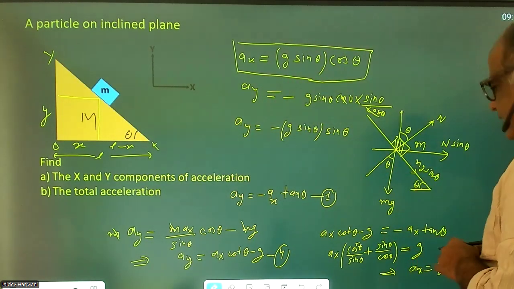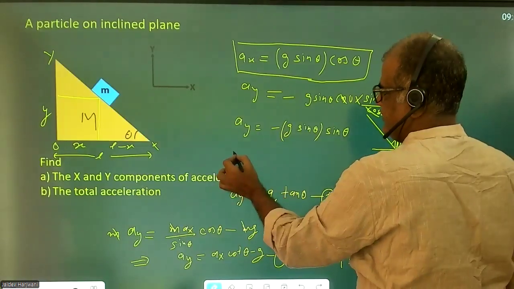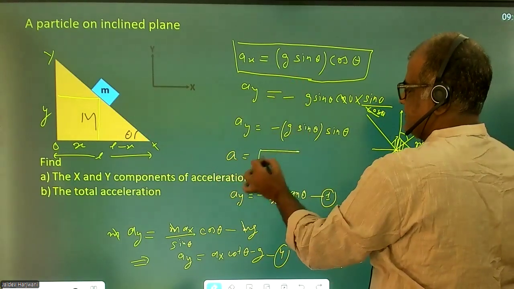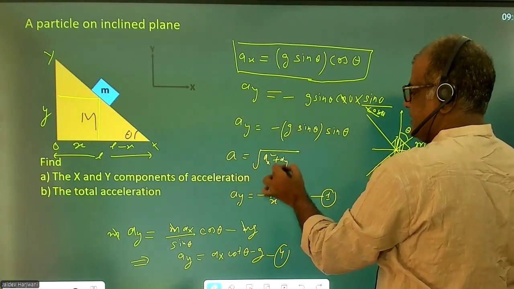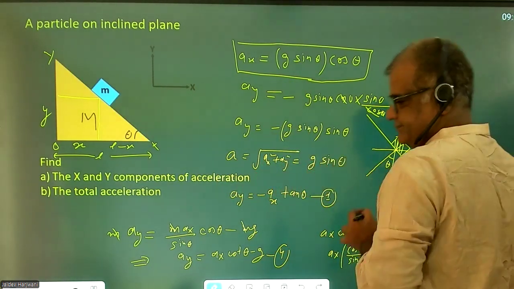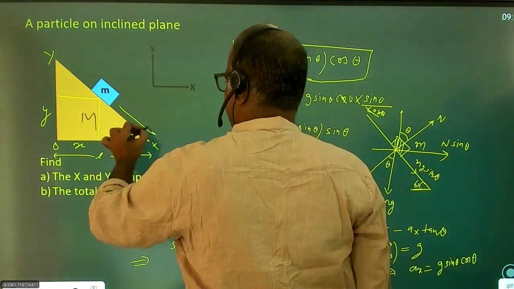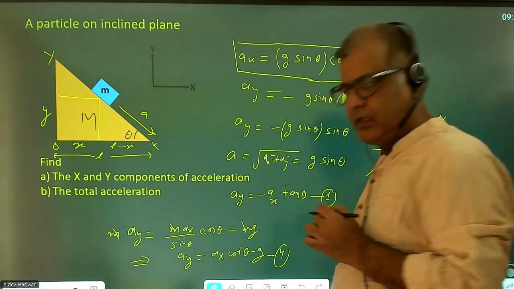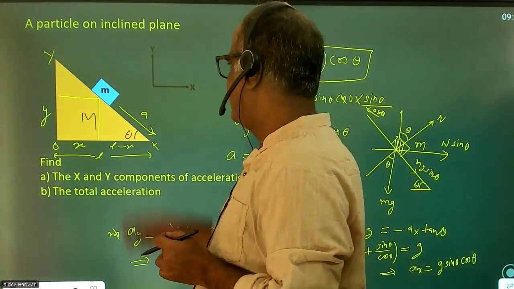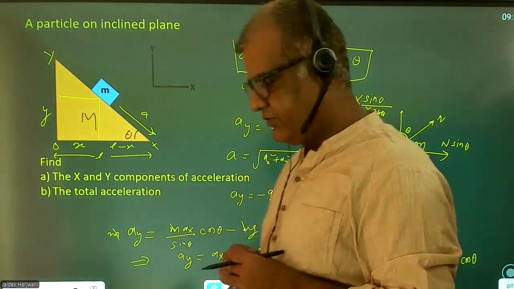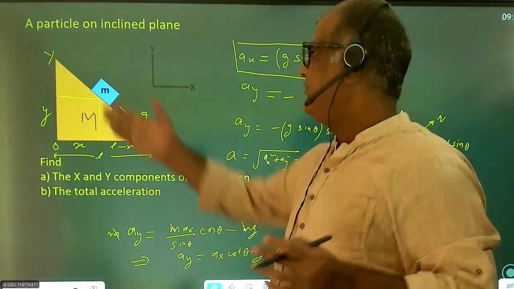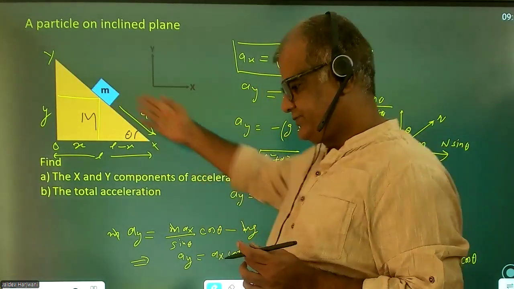So now if I calculate the acceleration, if I solve this equation, square root of ax square plus ay square, this will give me the value of acceleration as g sin theta. Of course, the direction will be in this direction. So here I have solved for the acceleration using x and y components. For this problem, we can directly solve the acceleration, because we can see the movement is only in one direction.